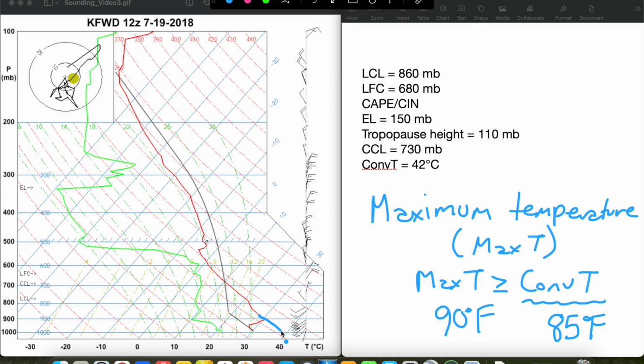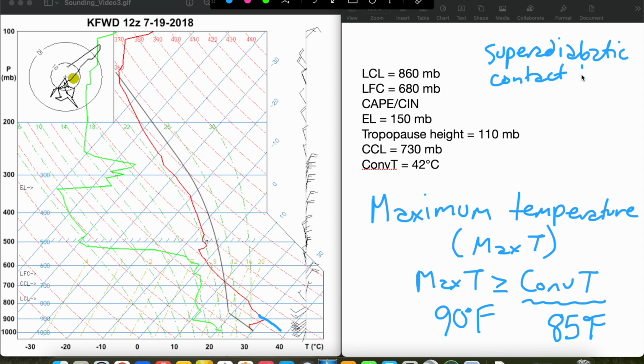So our temperature there, if we just do that, here's our 40 degree isotherm, it's going to be right in there. So it's going to be about 38 degrees. And then we add 2 degrees for what's called a super adiabatic contact layer near the surface.